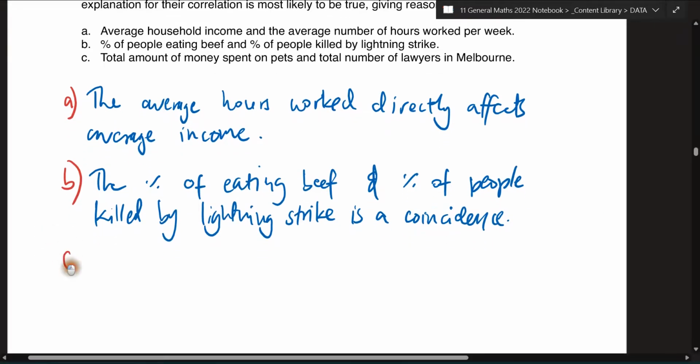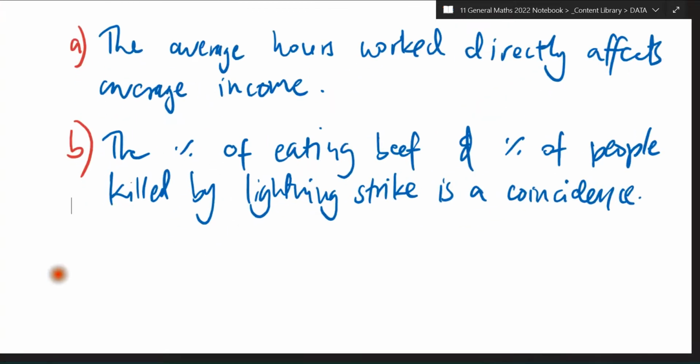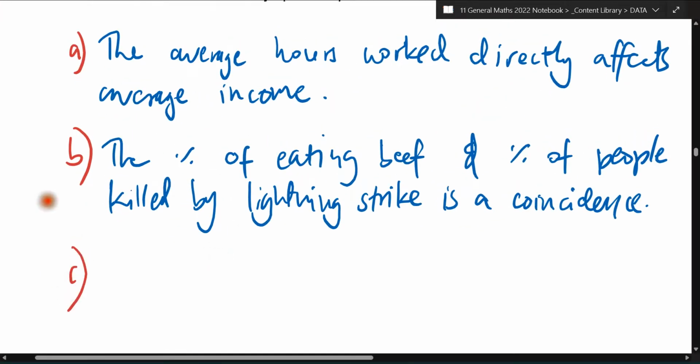And then C, the total amount of money spent on pets and the total number of lawyers in Melbourne. Before I actually go ahead, you can go into more detail if you want. You could say, for example, there is no connection between these two variables because the amount of beef you eat will not affect how often you get hit by lightning. You can write that down as well. That's also okay. When you look at the textbook answers, they do go into detail about this kind of stuff, but strictly speaking, you don't necessarily have to.